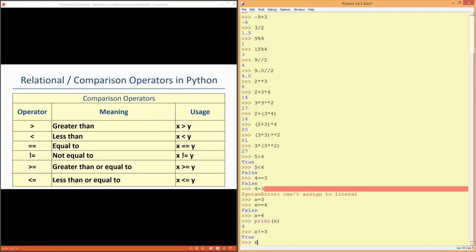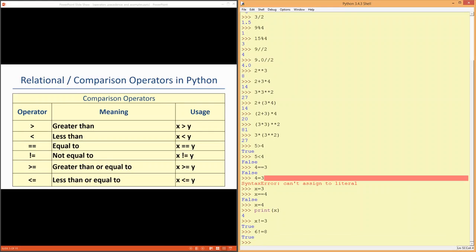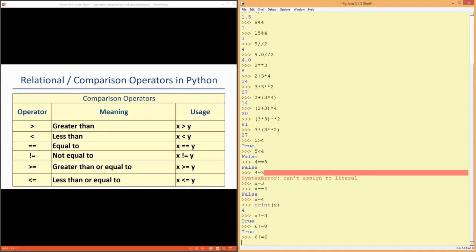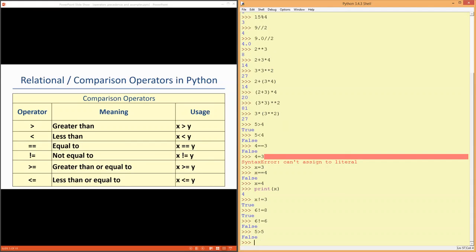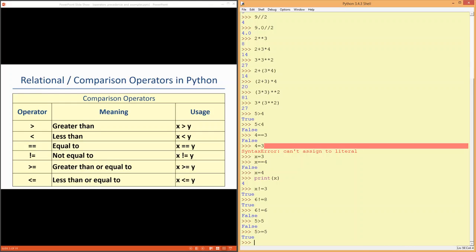Or you can say, is 6 not equal to 8? The answer is true. However, if you say, is 6 not equal to 6? Of course the answer is false, because 6 is equal to 6. The difference between greater than or equal to and greater than is very simple. For example, if you say 5 is greater than 5, the answer, of course, is false, because 5 is not greater than 5. However, if you say, is 5 greater than or equal to 5, the answer is true.